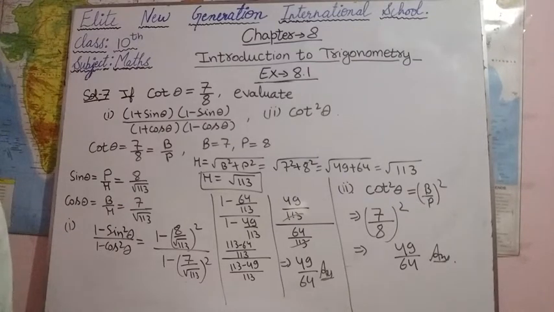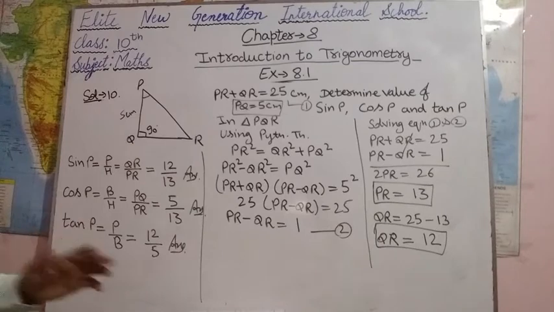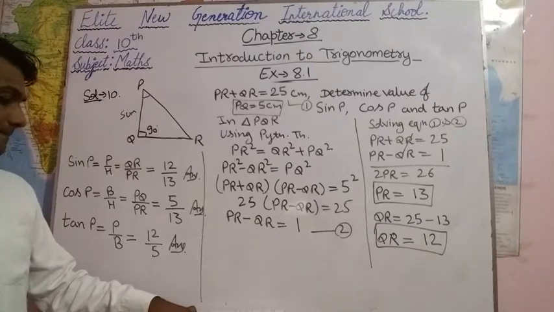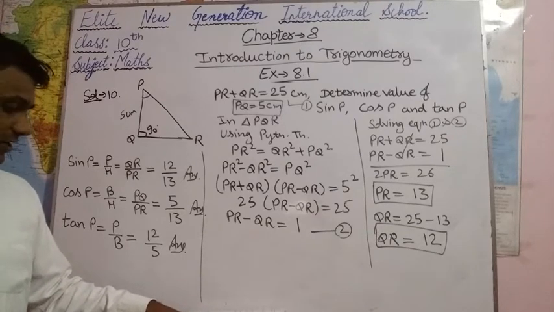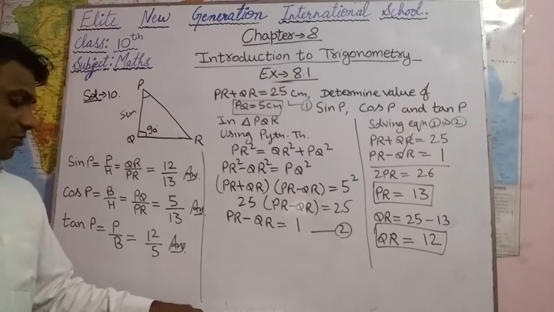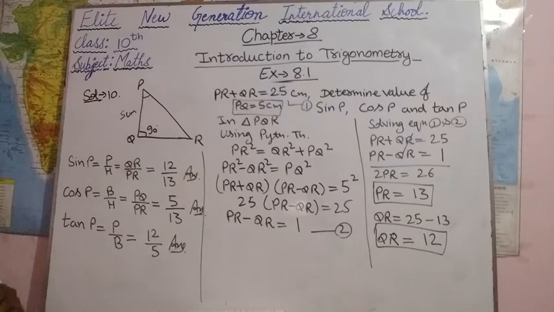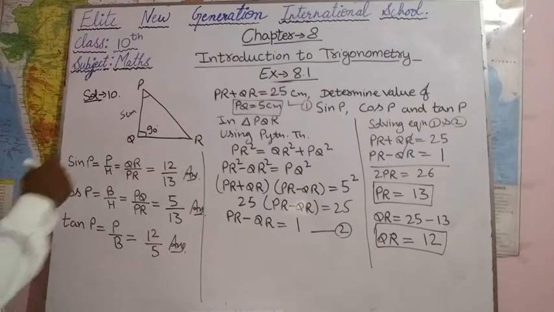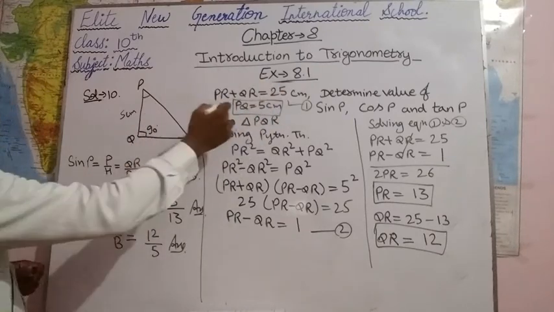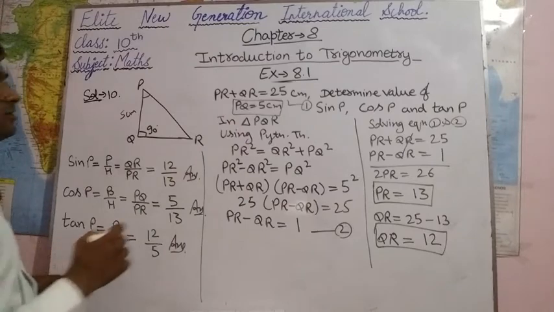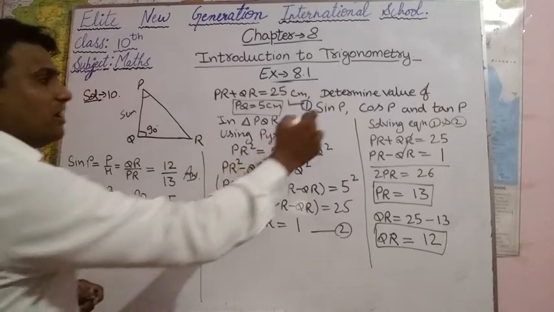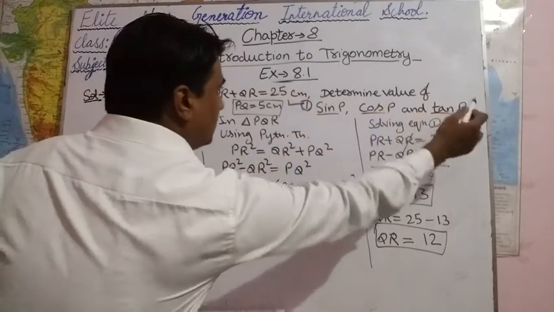Now after this, see the next question. So after this, see question number 10. In question number 10 we have, in triangle PQR, right angle at Q, PR plus QR equal to 25 centimeter, PQ equals to 5 centimeter, and here we have to determine the value of sin P, cos P and tan P. So in this diagram, first of all we are given PR plus QR equal to 25 and the value of PQ equal to 5 centimeter. So first of all we will take this as equation number 1, and here we have to determine the value of sin P, cos P and tan P.